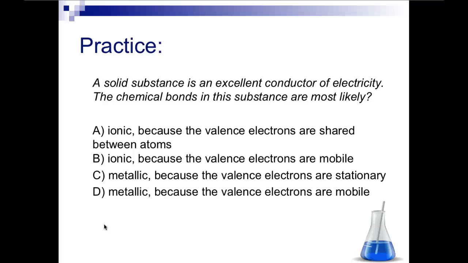We're talking about a solid substance as a good conductor of electricity. So it can't be A or B because ionic substances do not conduct electricity when they're solids. It has to be between C and D. So we know that the solid substance is metallic. But why is it a good conductor of electricity? That is because the valence electrons are mobile. We have those electrons that are moving.